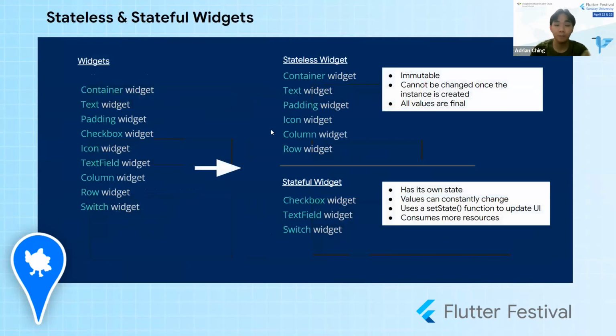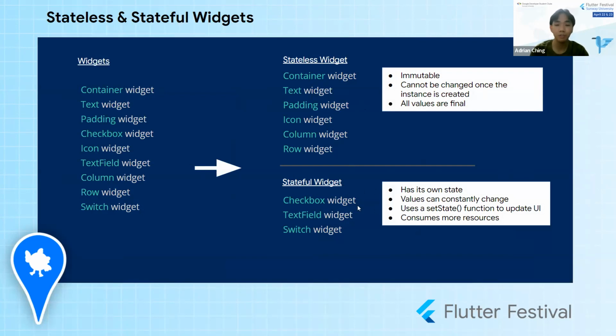And there are 2 types of widgets in Flutter. All of these are widgets, right? But they can be categorized into either a stateless widget or a stateful widget. Stateless widgets are widgets that you cannot change after they're created. All of the values must be final, and if you want to actually change the text or whatever, you have to destroy the widget and rebuild it again. But stateful widgets have their own state, so values can constantly change within the state.